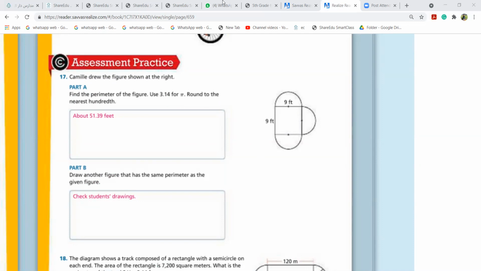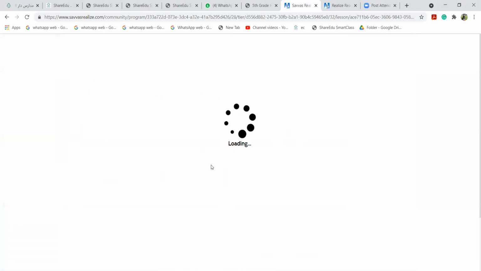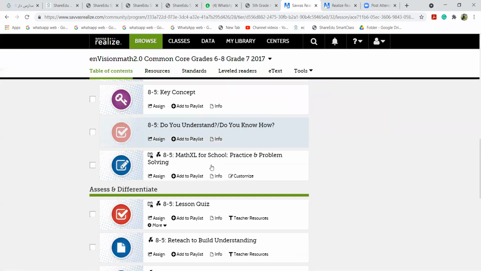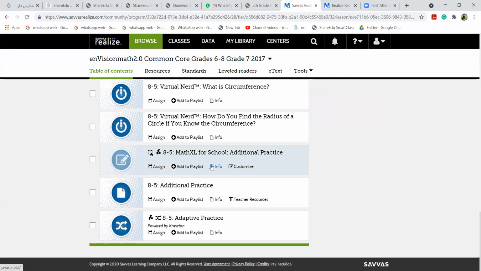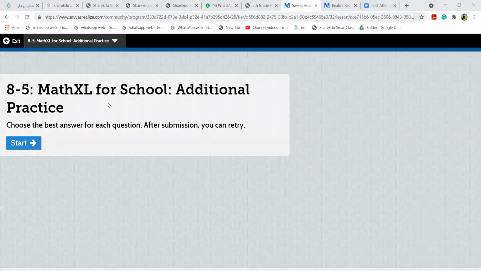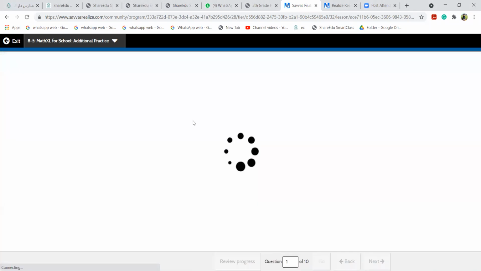Leave this. Let us go for additional practice questions. Let us come to additional practice. Now I will be doing it in the Excel and you will do it later, Math Excel. You will do it in the additional practice book.